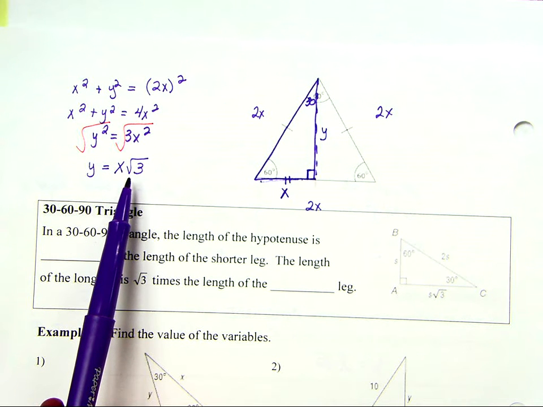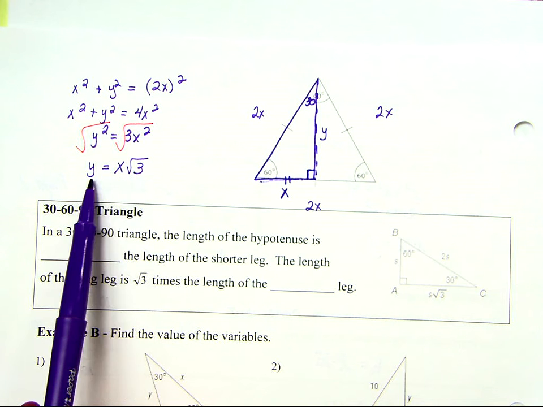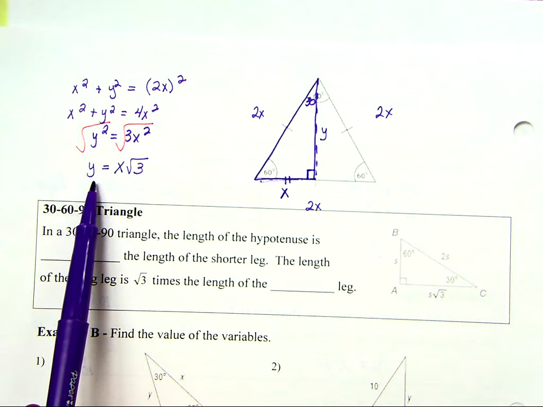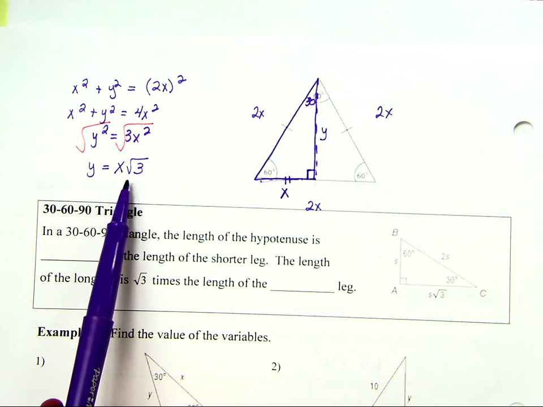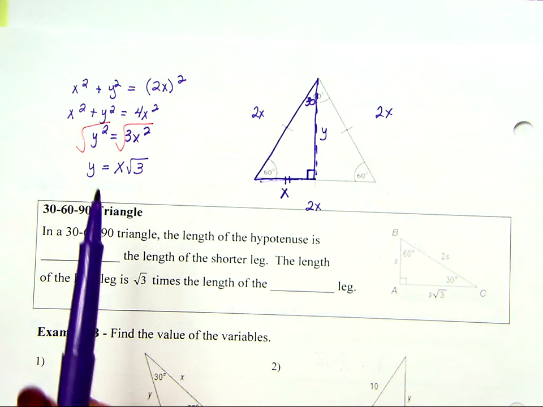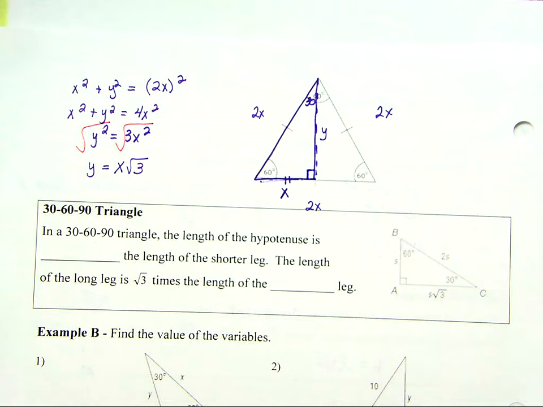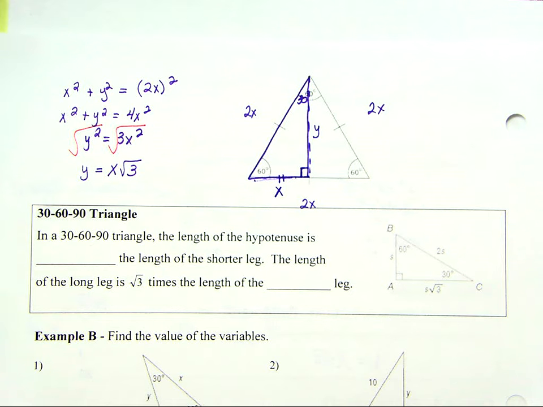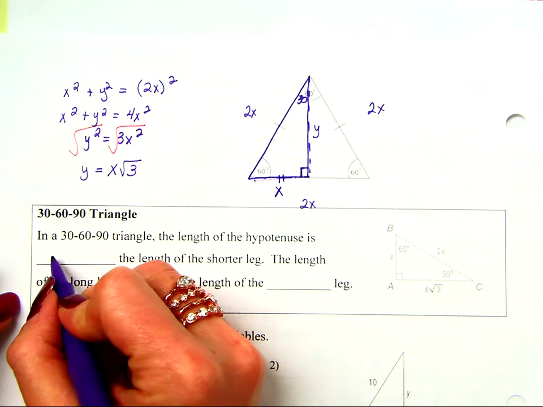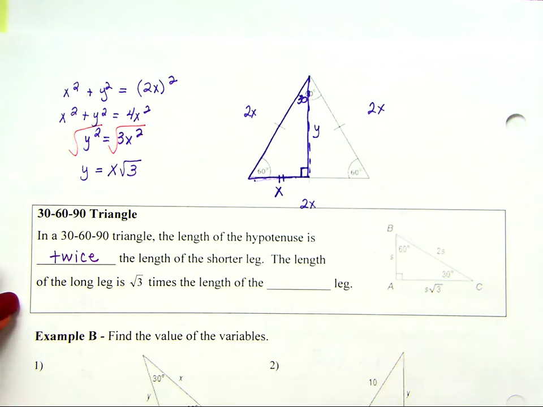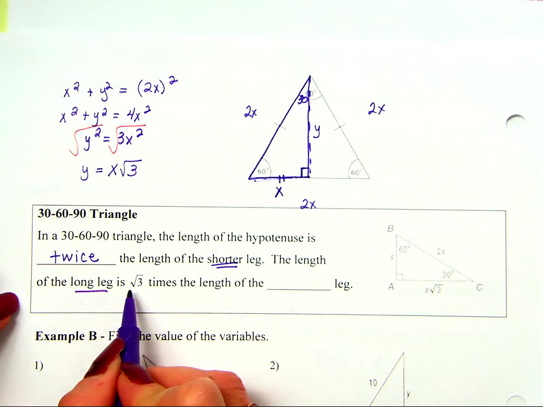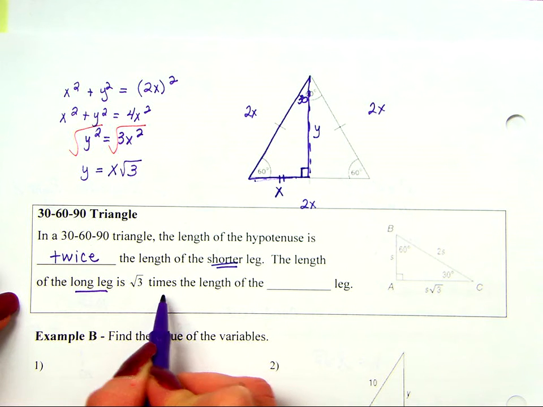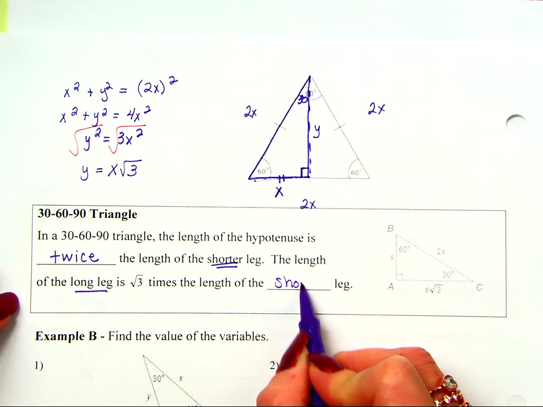Now, root 3 is about 1.7, so what that tells me is that y is about 1.7 times longer than x. That is always going to hold true in a 30, 60, 90 triangle. Okay, so a 30, 60, 90 triangle is what we get when we split our equilateral, and the ratios that hold true say that the length of the hypotenuse is twice the length of the shorter leg. And the length of the long leg is root 3 times the length of the shorter leg.